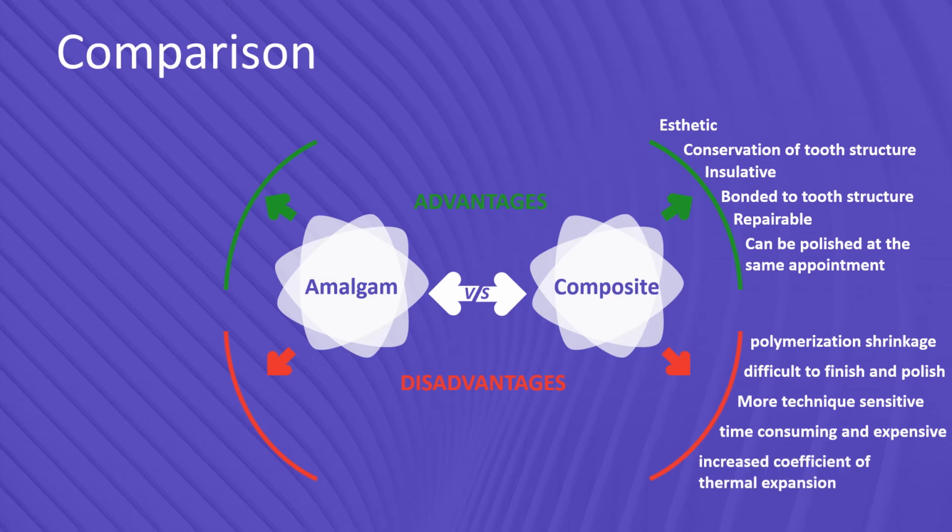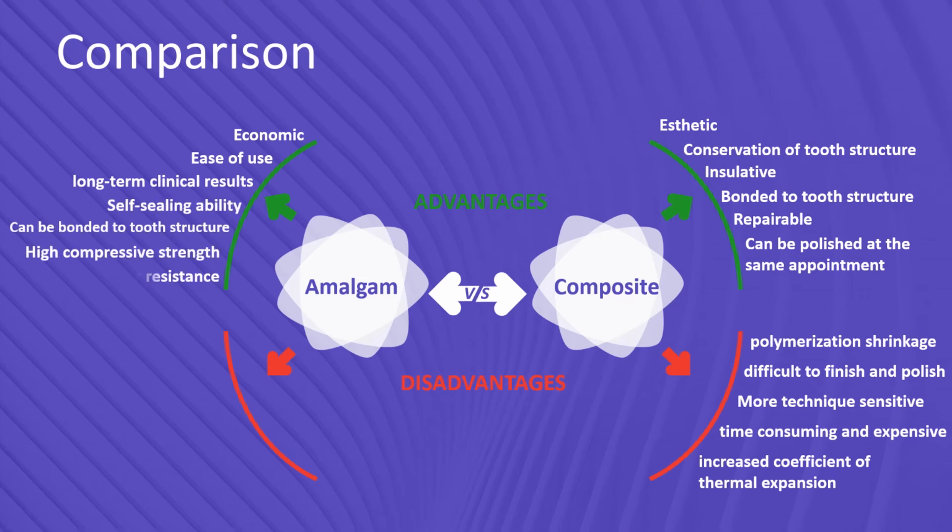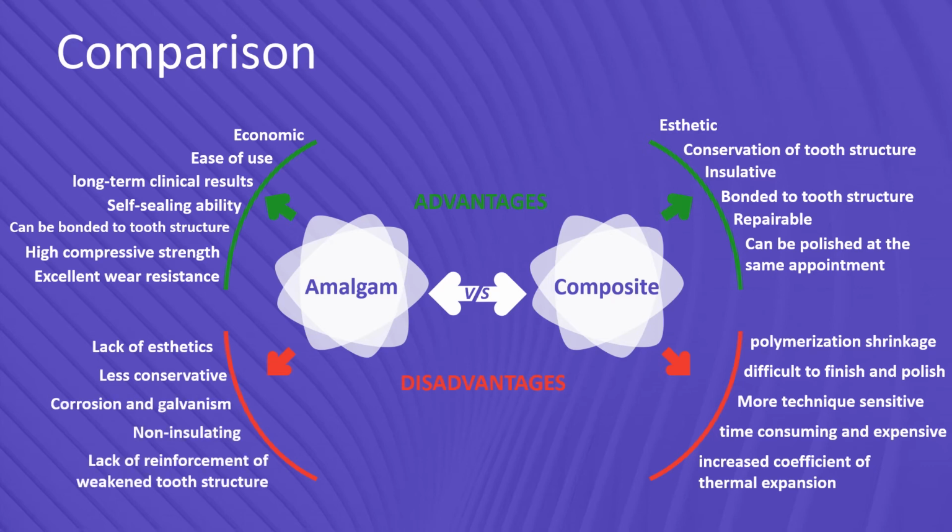Secondly, amalgam. Some of its advantages are economic, ease of use, long-term clinical results, self-sealing, and can be bonded to tooth structure too. And some disadvantages are lack of aesthetics, lack of conservation of tooth structure, and corrosion and galvanism.